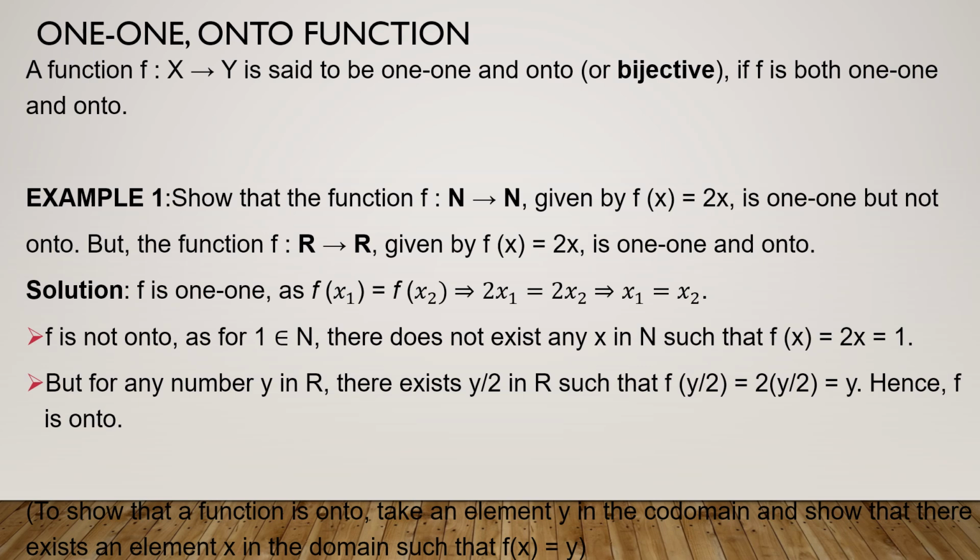Now, if a function f from X to Y is 1-1 and onto both, then it is called bijective. Correct? If it is both 1-1 and onto.